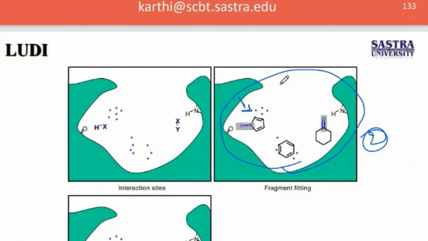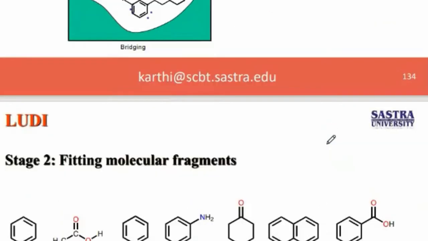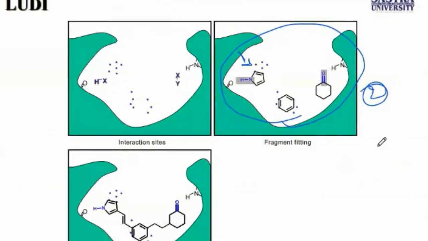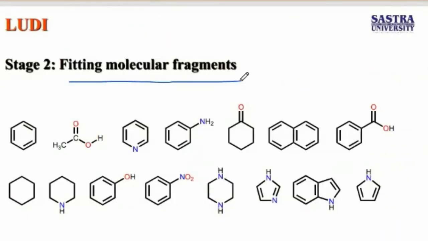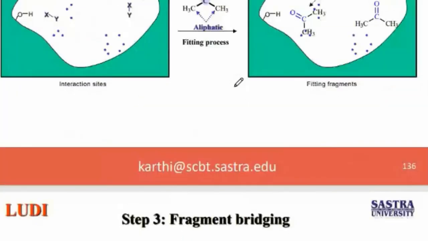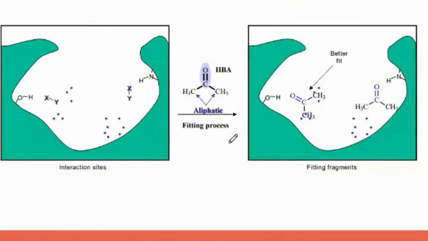Okay, so this is one molecule. Like that, we can fit in different combinations in different locations using different fragments which are available to come up with very novel, many number of molecules. That is the fitting of molecular fragments. So here you can see how the molecular fragment is fitted.